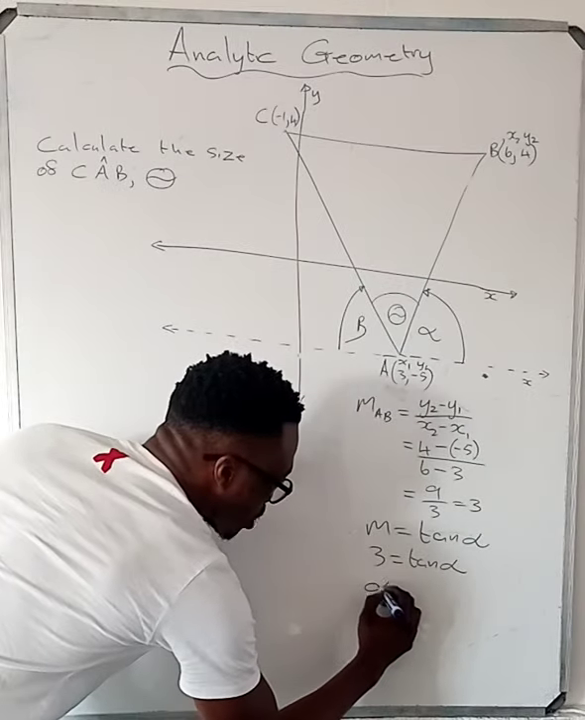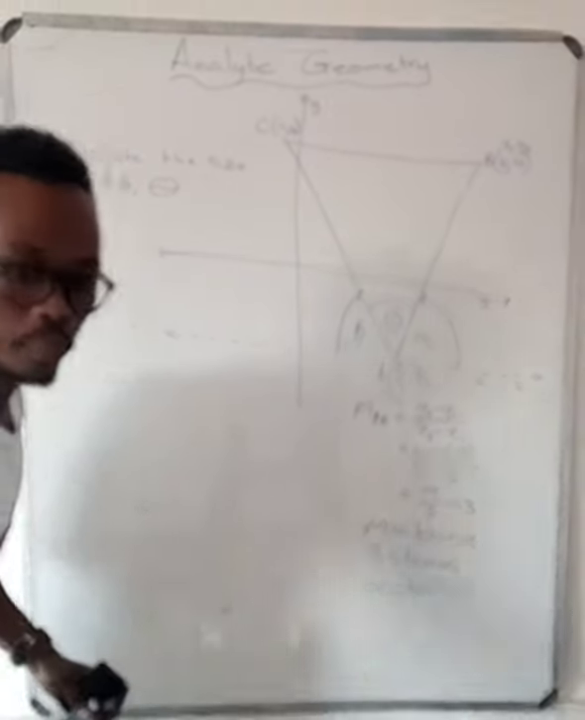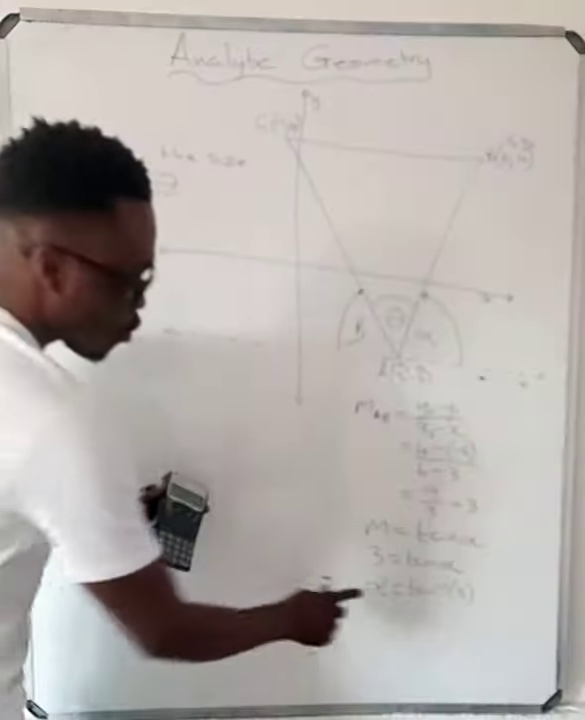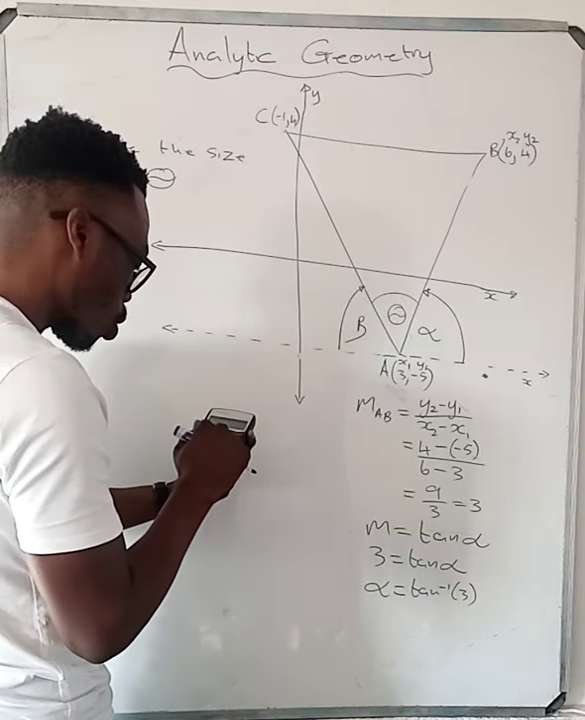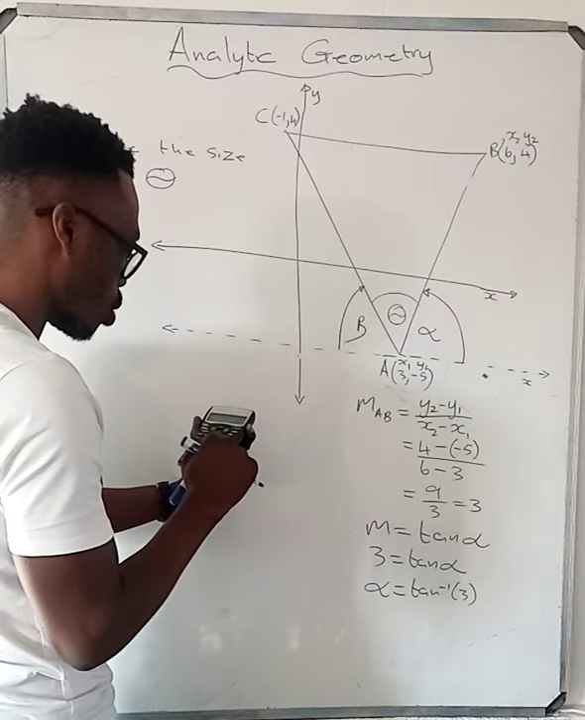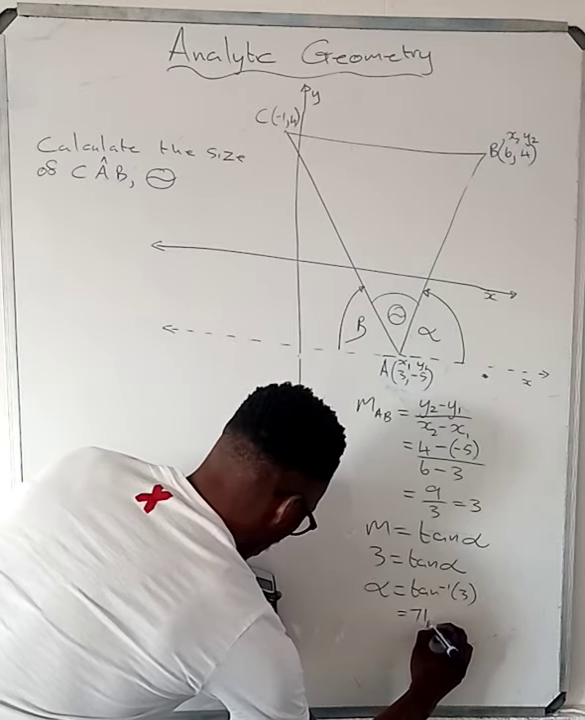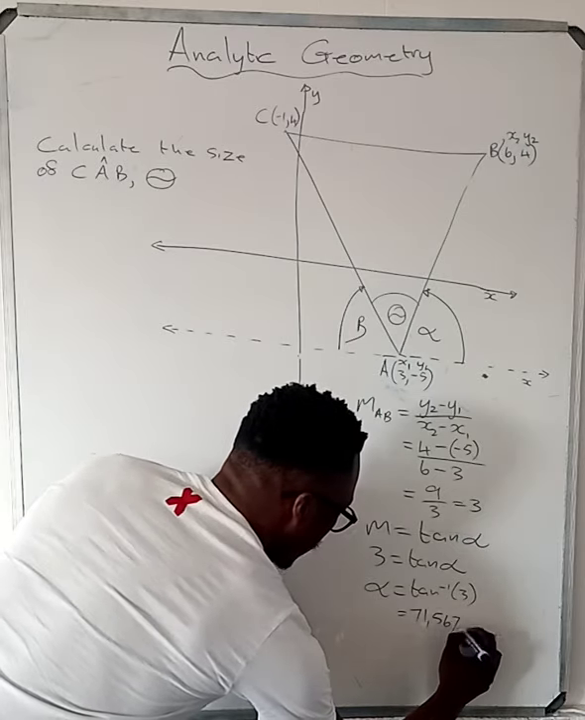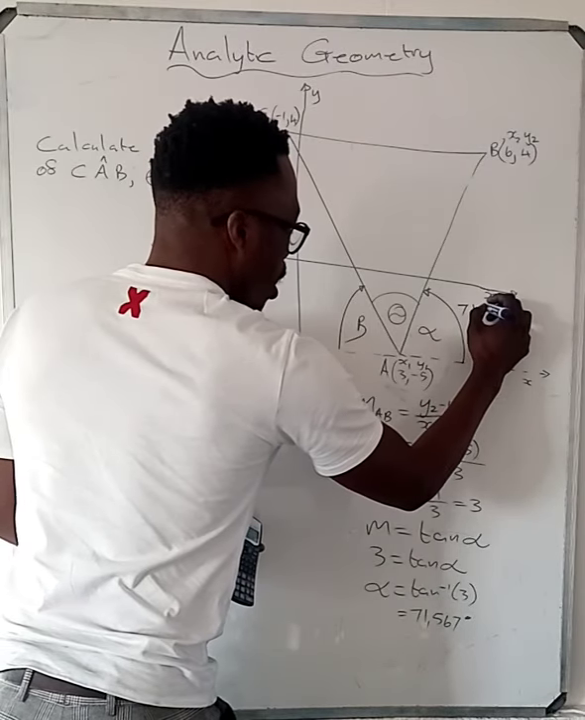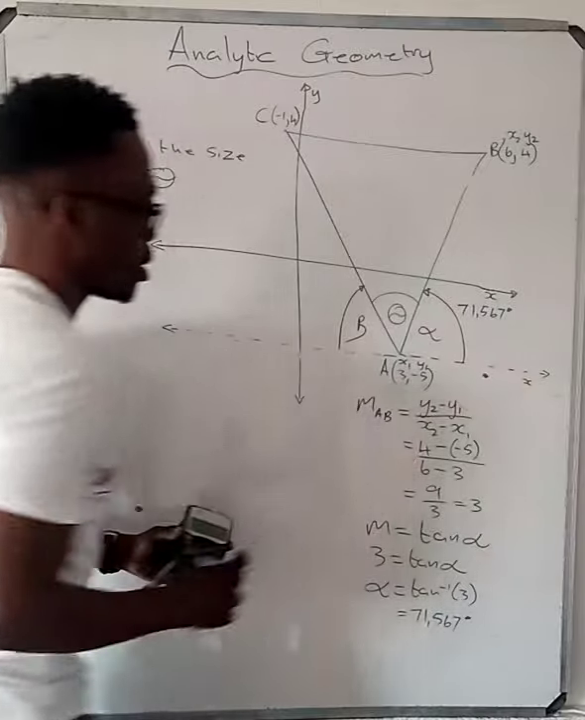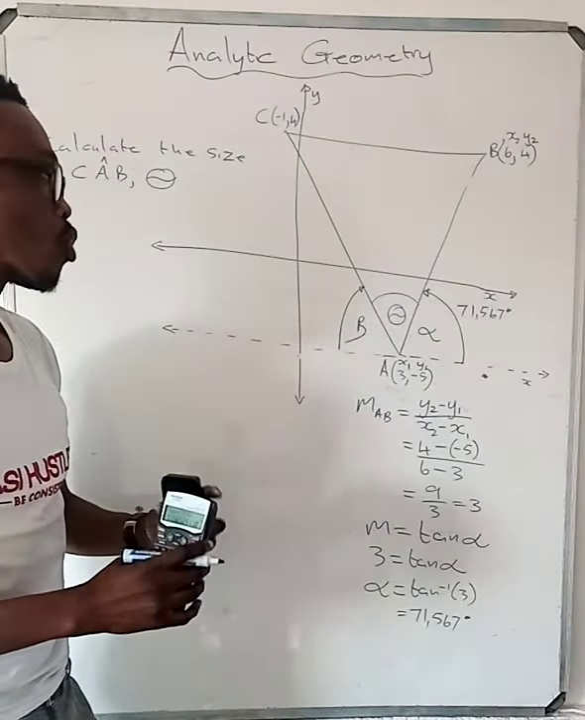Then alpha is equal to tan inverse of 3. Take your calculator, press shift or second function, tan, open brackets, 3, close brackets, equals. We get 71.567 degrees. So this gradient helped us find this first angle.